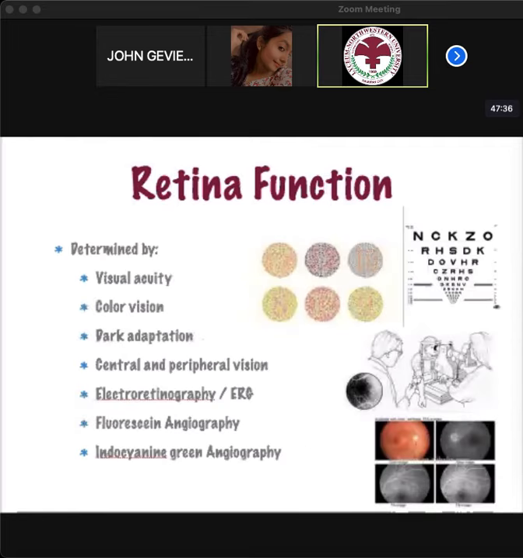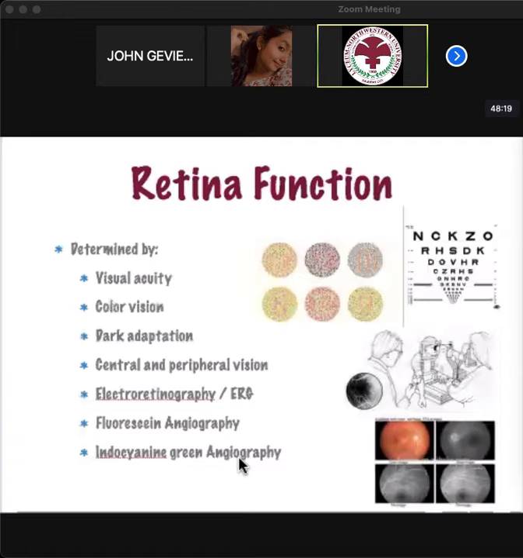Retina function. The function of the retina can be determined by the following. Very important, the visual acuity, using a Snellen chart or ETDRS chart. Color vision, we use the pseudoisochromatic plates or your Ishihara plates. Dark adaptation test, which is quantified by measuring the recovery of retinal sensitivity to low light levels over time following a period of bright light exposure. Or ERG, electroretinography, measures the electrical response of the retina to flashes of light.